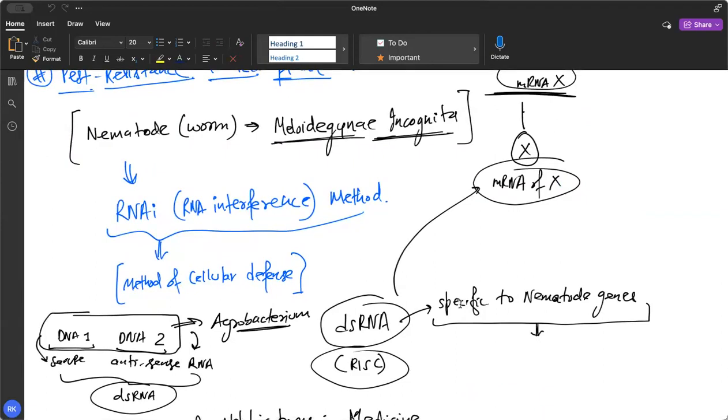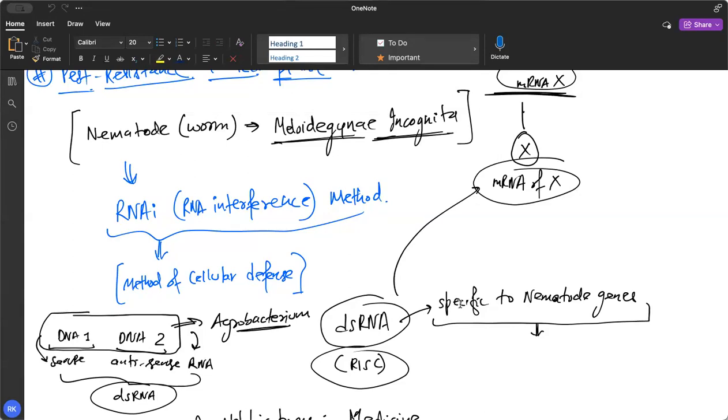So to cut it short, we send two strands of DNA, sense and antisense, DNA1 and DNA2. They both are loaded in the plasmid of Agrobacterium tumefaciens. And it can easily send this DNA inside the plant cell, in this case, tobacco plant root cells. When they go inside, the DNA will produce RNA. So there will be two RNAs, sense RNA and antisense RNA. They will join together to form a dsRNA, double-stranded RNA.